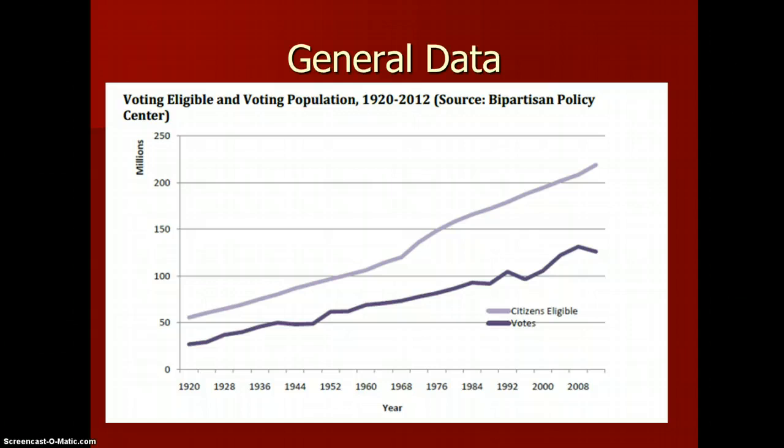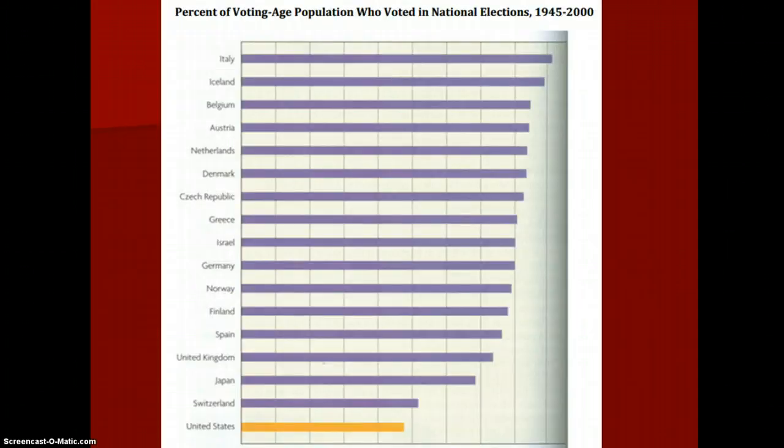In terms of the number of people that are eligible to vote and the people who do, we've got about 220 million eligible voters in the United States. And of those, as you can see, about 120 million do. So again, low voter turnout compared to the rest of the world. We have one of the worst voter turnouts of all the democracies throughout the world.